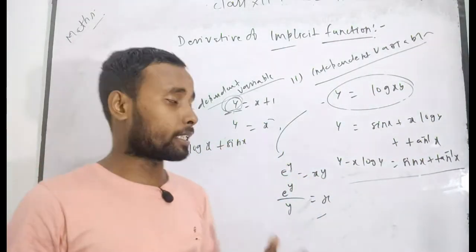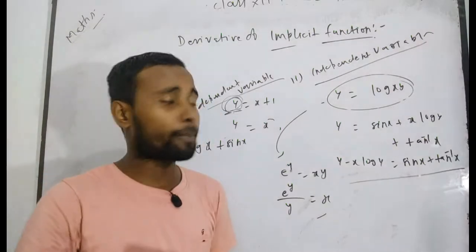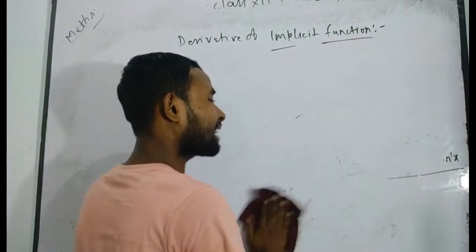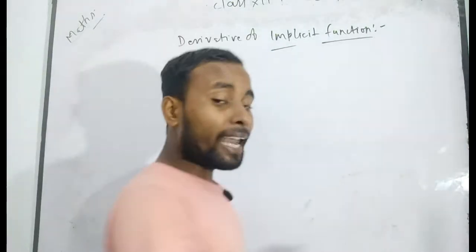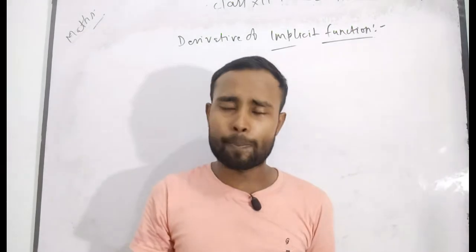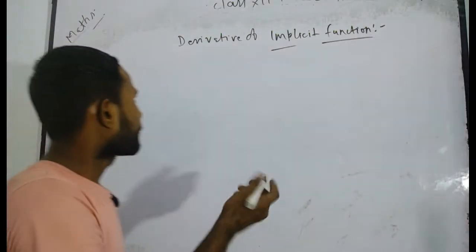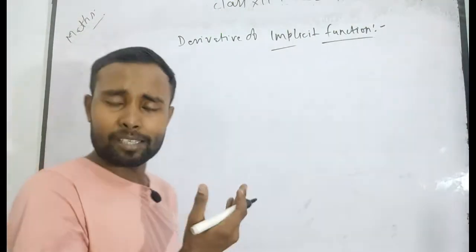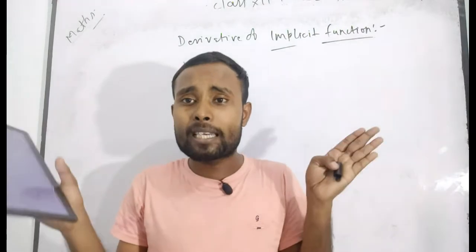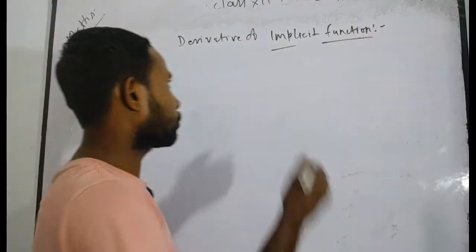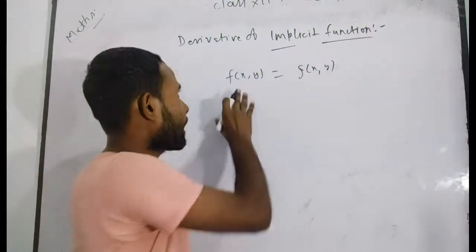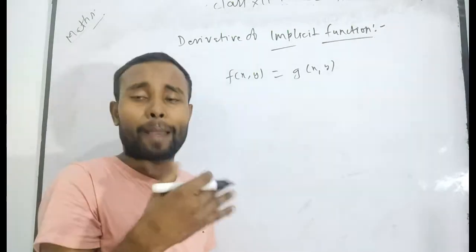Now we start the main topic. You have to solve the derivative of an implicit function. Whenever you get a function where x and y are in implicit form, how can you approach finding the derivative of the dependent variable with respect to the independent variable, that is dy/dx? There is a simple way. Suppose there is an implicit function f(x,y) equal to some function g(x,y). You have to differentiate on both sides, and you want to find the value of dy/dx.